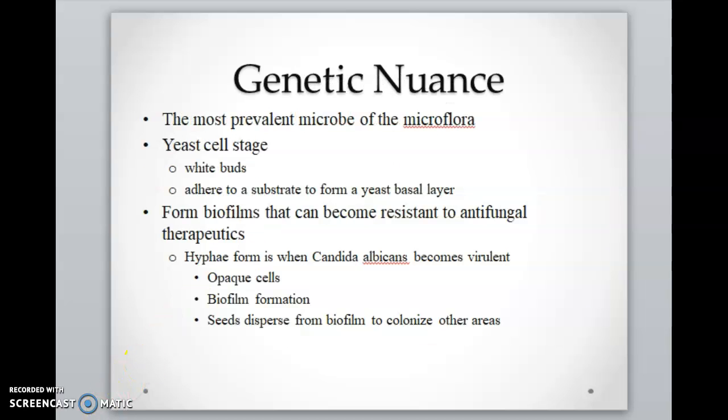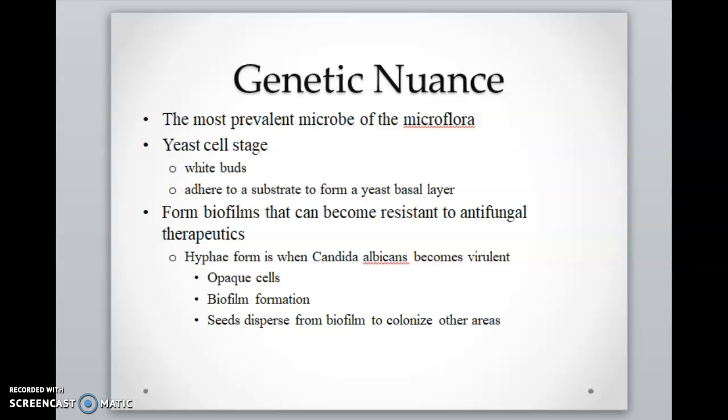Genetic nuance of Candida albicans. It is the most prevalent microbe of the microflora. During the yeast cell stage, the organism is a white bud, and it will adhere to a substrate to form a yeast basal layer. And then yeast cells will propagate and form germ tubes. It can form a biofilm, which is why the organism can become resistant to antifungals.